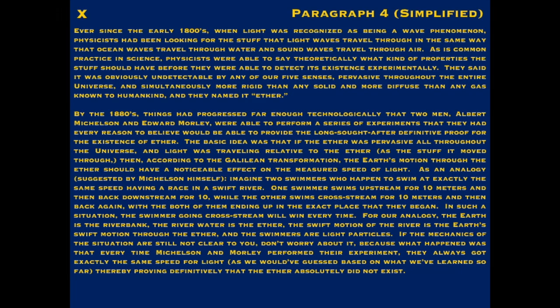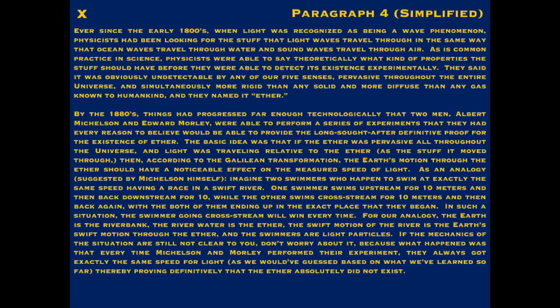As an analogy, suggested by Michelson himself, imagine two swimmers who happen to swim at exactly the same speed, having a race in a swift river. One swimmer swims upstream for 10 meters and then back downstream for 10, while the other swims cross-stream for 10 meters and then back again, with both of them ending up in the exact place that they began. In such a situation, the swimmer going cross-stream will win every time. For our analogy, the Earth is the riverbank, the river water is the ether, the swift motion of the river is the Earth's swift motion through the ether, and the swimmers are light particles.